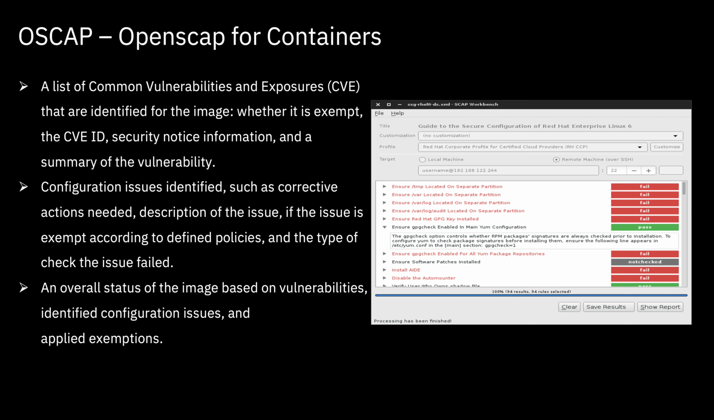OpenSCAP is for containers. So when you're building containers, we have to make sure that our container images are scanned for vulnerabilities. So OpenSCAP is an open source tool that is available, which will scan your container images and give us the common vulnerabilities and exposures, the usual configuration issues, and an overall status of the image based on vulnerabilities, identified configuration issues, and applied exceptions.